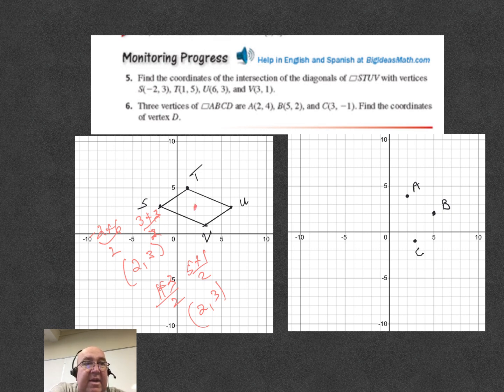Again, we want to find our point D. So to go from B to A, I will go over 3 and up 2. So I'm going to go over 3 and up 2. And the coordinates of that one are going to be 0 and 1 for D.